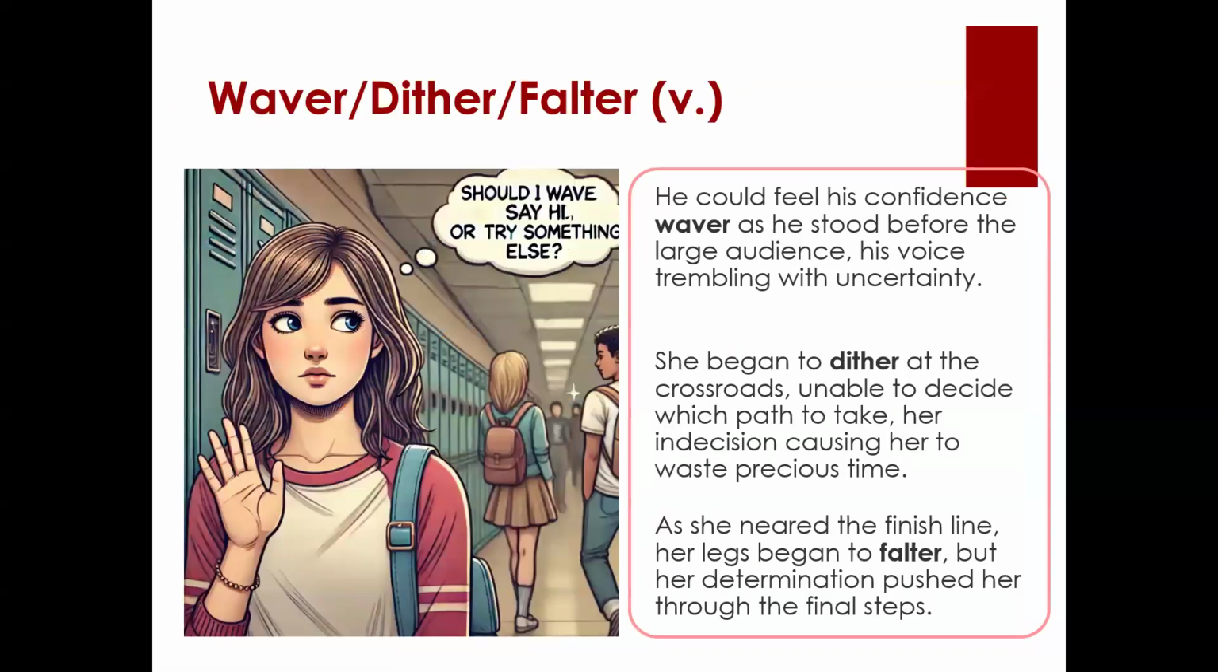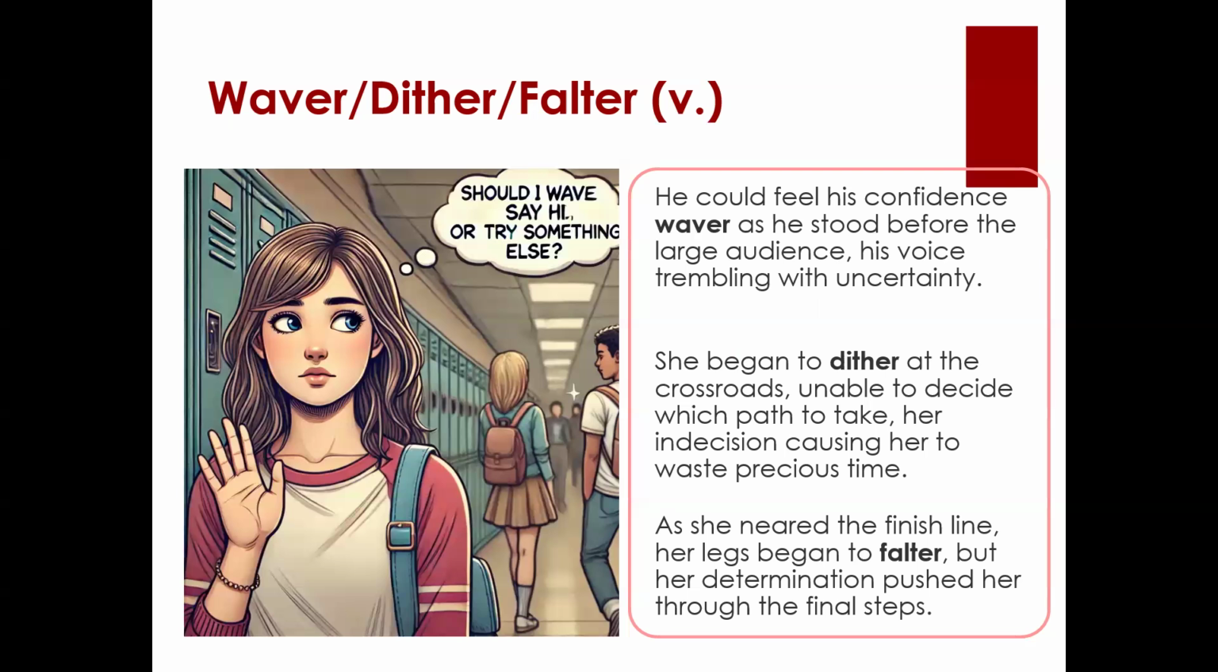Okay, and now we will look at some synonyms. Waver, dither, and falter. They mean the same thing as vacillate: to be uncertain, undecided. Let's look at examples. He could feel his confidence waver as he stood before the large audience, his voice trembling with uncertainty. She began to dither at the crossroads, unable to decide which path to take, her indecision causing her to waste precious time. As she neared the finish line, her legs began to falter.